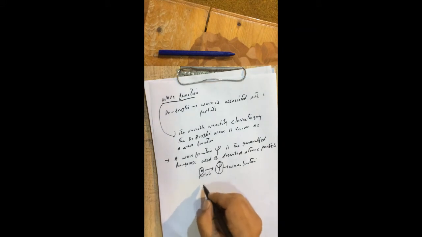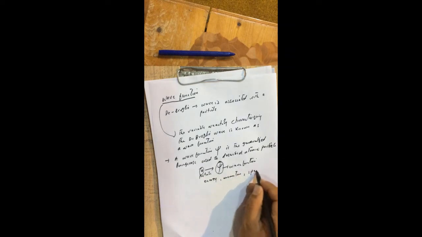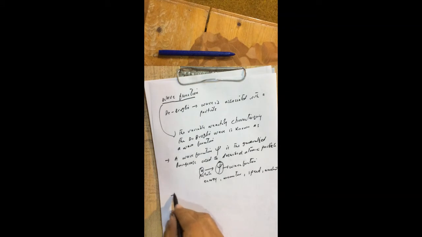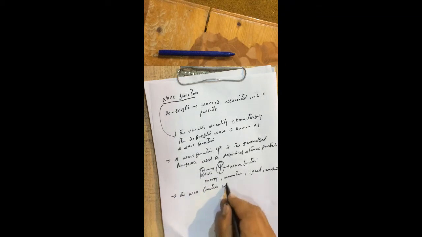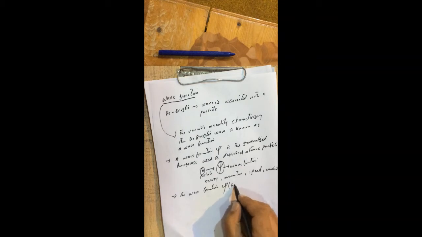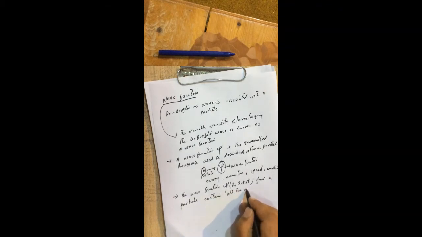Like we can calculate its energy, its momentum, its speed, its acceleration, etc. Secondly, the wave function, which is basically a function of the three coordinates x, y, z as well as time, for a particle contains all the information about the particle.